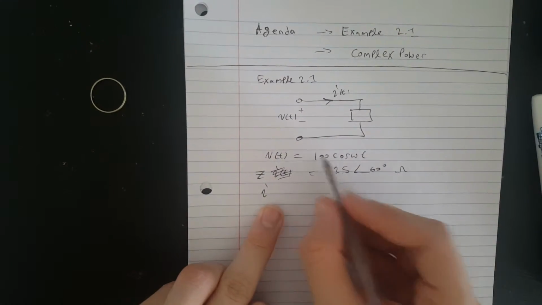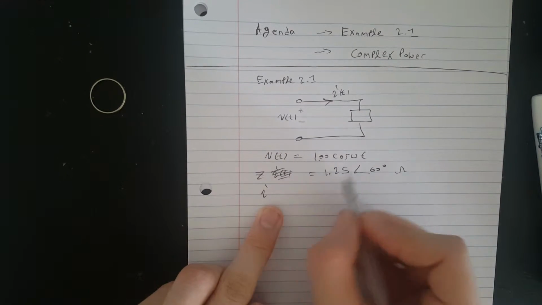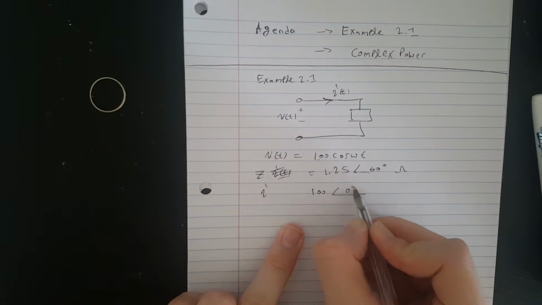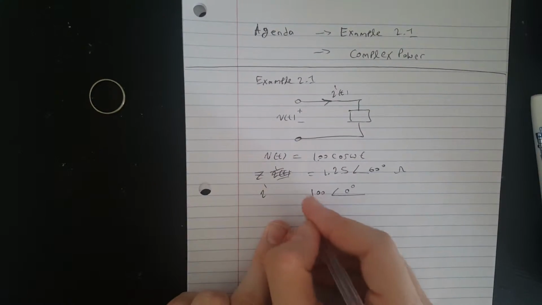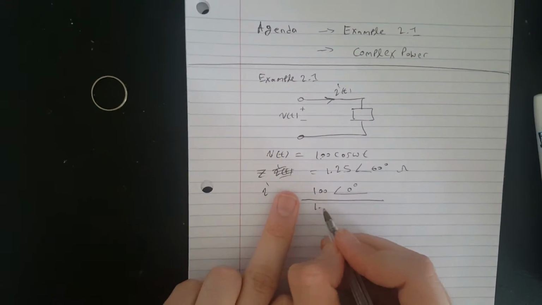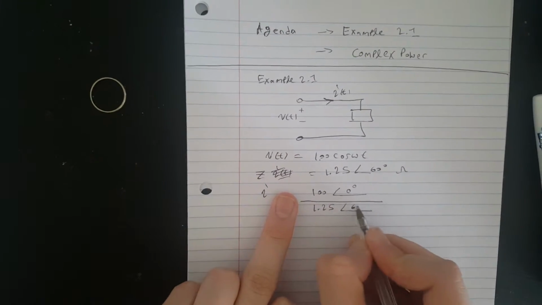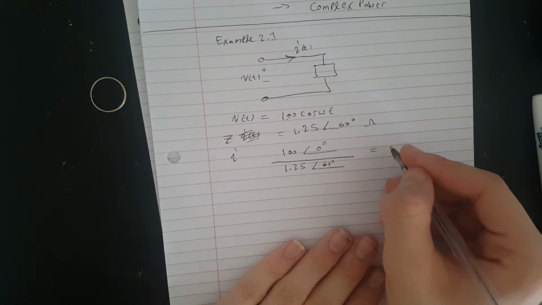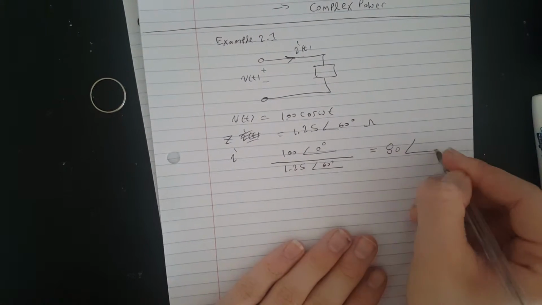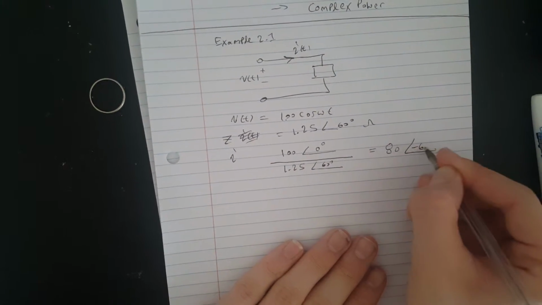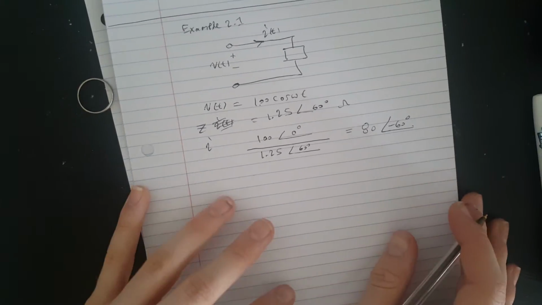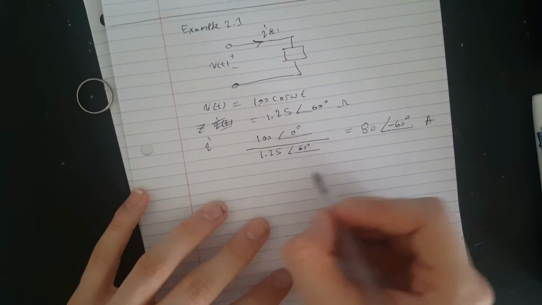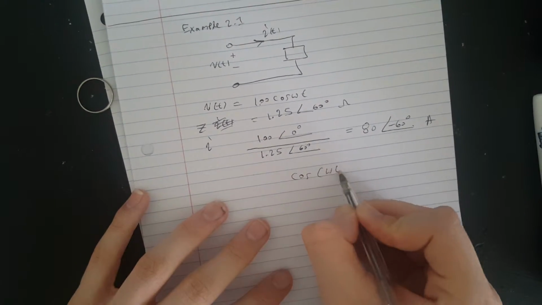So to find the current, you say, okay, everything has a magnitude and a phase. If we look at the voltage, the magnitude is 100. What's the phase? Nothing, because there's no phase. Then we divide it by the impedance, 1.25 with an angle of 60 degrees. What does this work out to when you punch it in your calculator? It becomes 80 with an angle of 0 minus 60, so minus 60 degrees, amps.